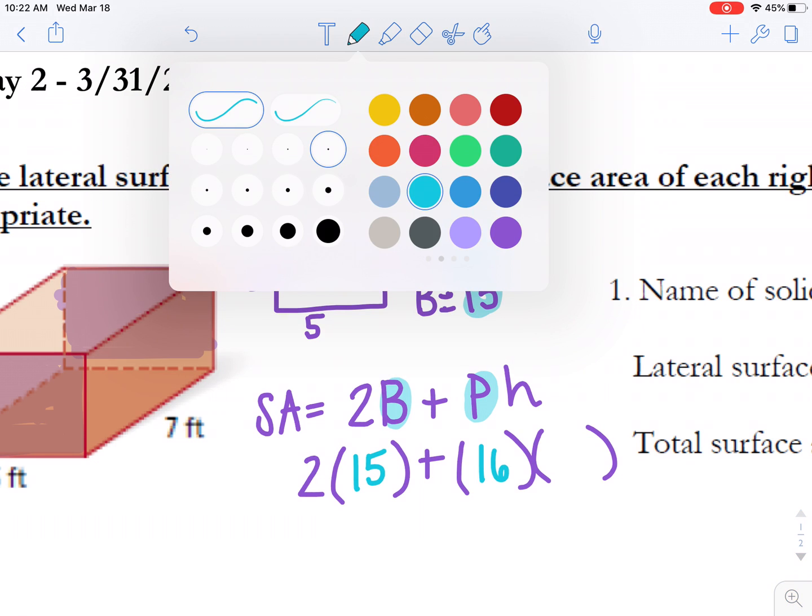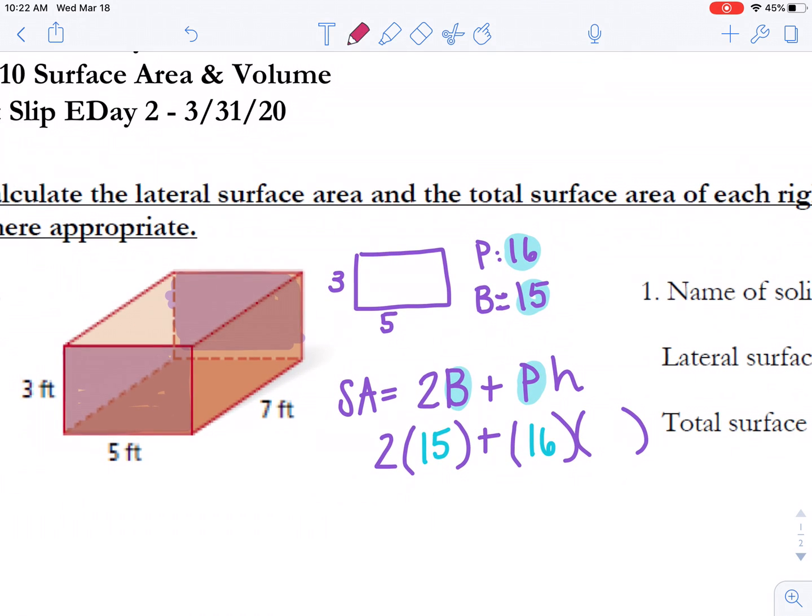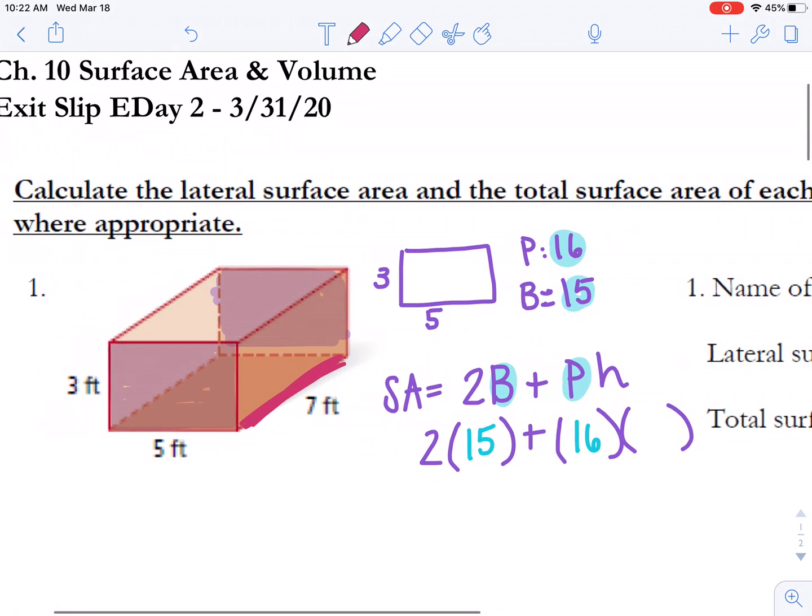Now the last thing we need is the height of the prism. The height of the prism is the distance between the two bases. Another way you can identify it is if we take whatever dimensions we used to calculate the perimeter and the area of the base, the 3 and the 5, if you cross those out, there's only going to be one value left over, and that will be the height of your prism.